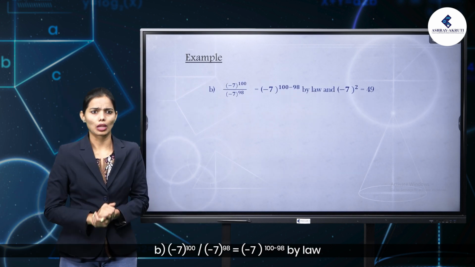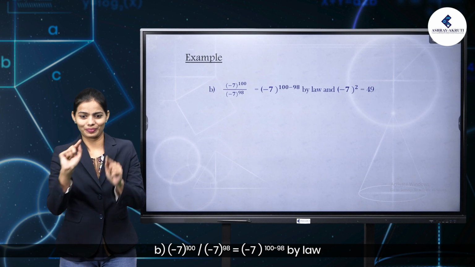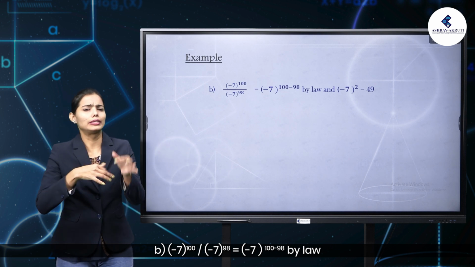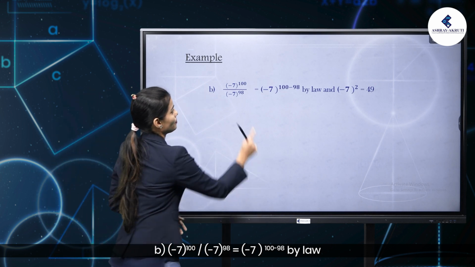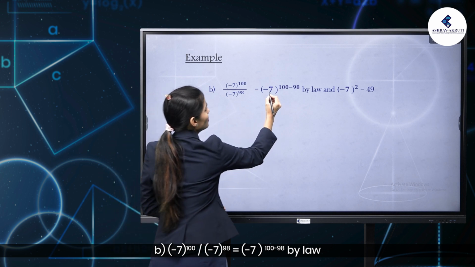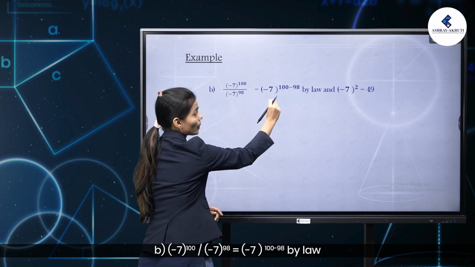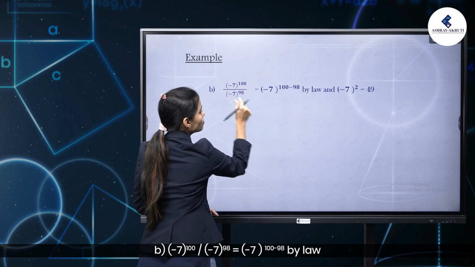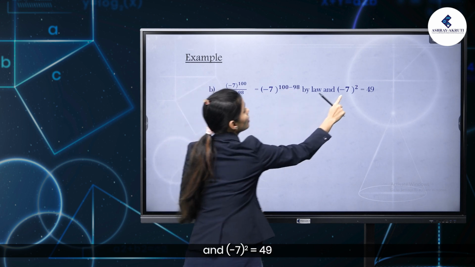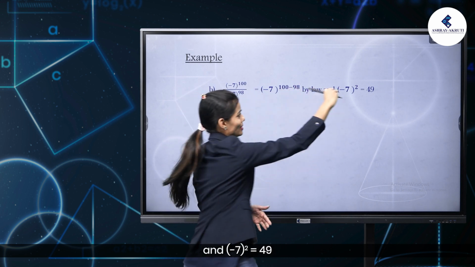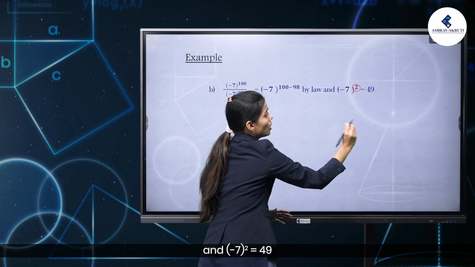Minus 7 to the power 100 by minus 7 to the power 98 is equal to minus 7 to the power 100 minus 98 by law, and minus 7 to the power 2 is equal to 49.